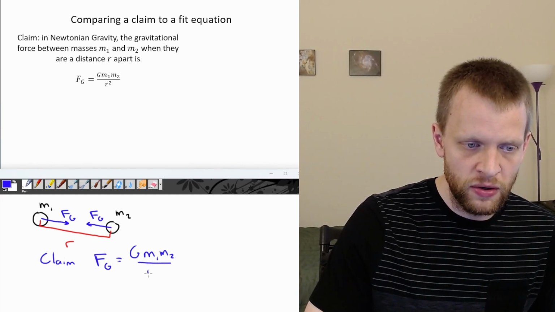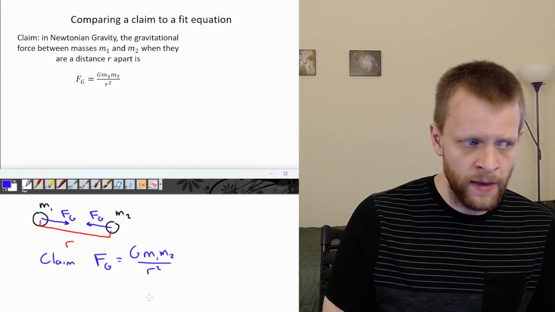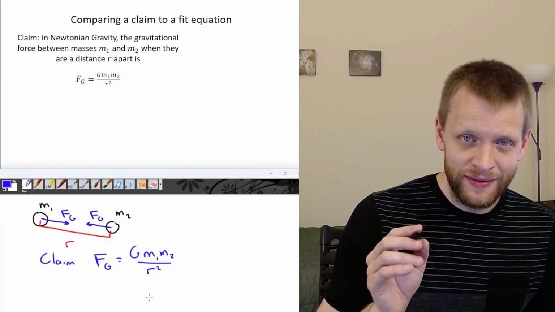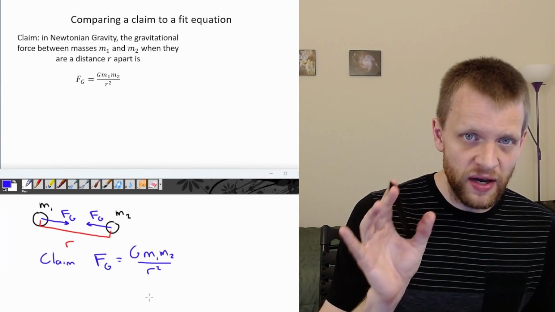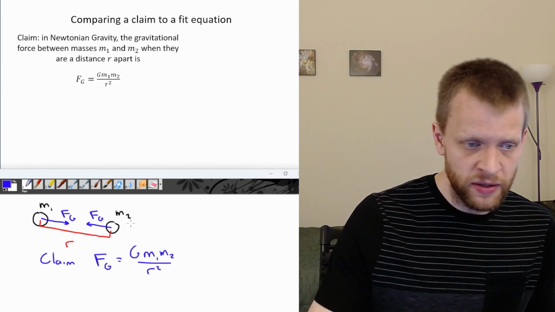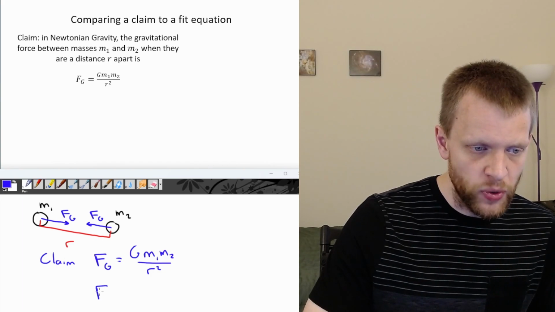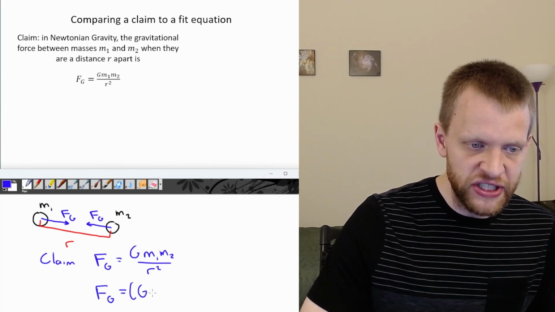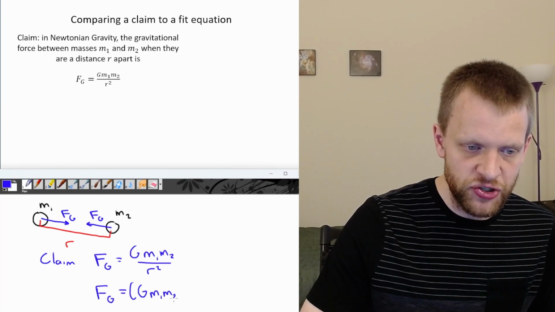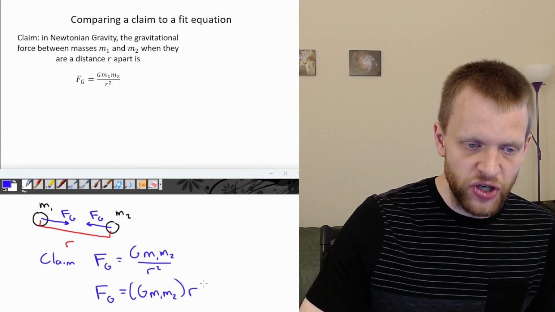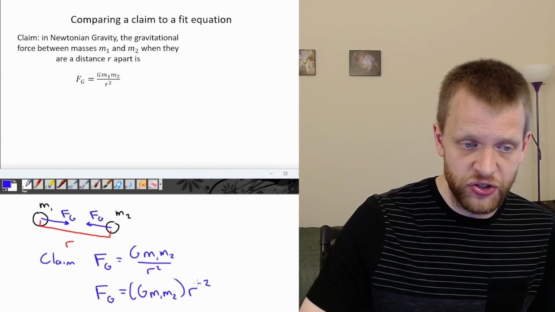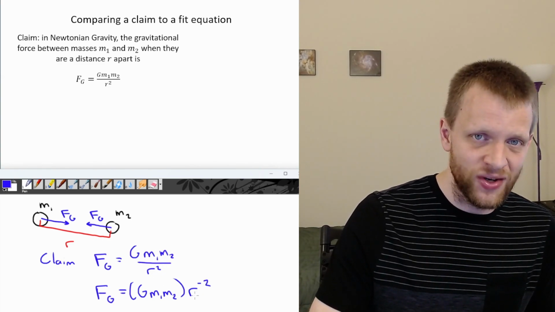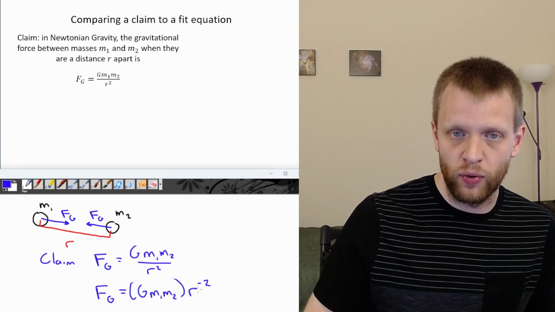m2 over r squared. We can write this in a slightly different way that's going to allow us to predict what type of fit might be most effective. So I can write this as the force of gravity is equal to G times m1 times m2 times r to the power of negative 2. Instead of writing 1 over r squared, I can equivalently say this is r to the power of negative 2.